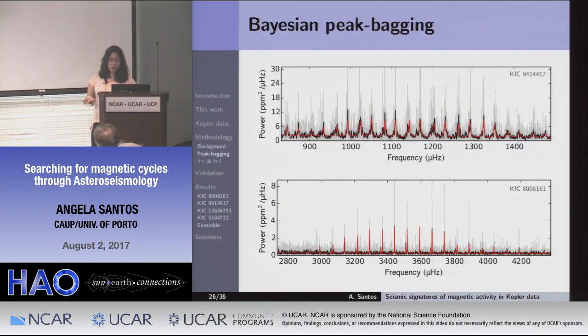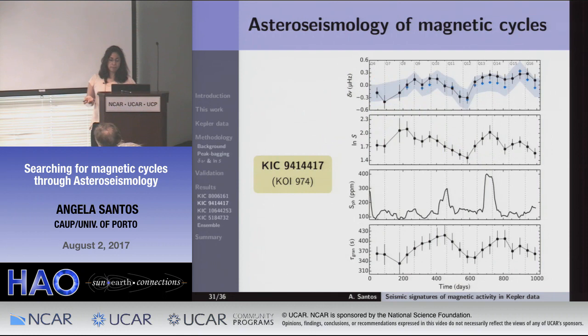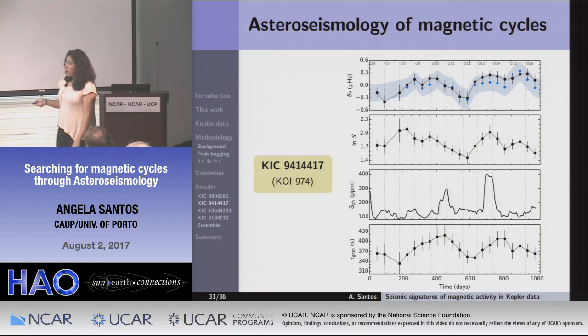Here I just show one of the parameters of the background signal. This is the granulation time scale, but we actually have all the other parameters.